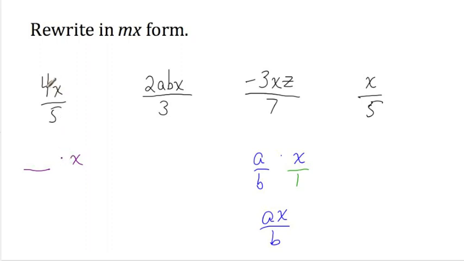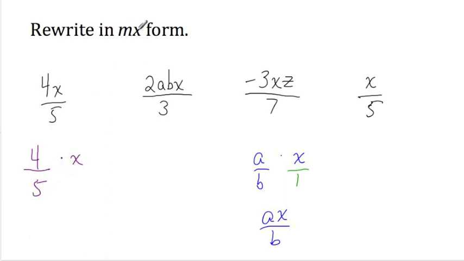So this numerator came from multiplying something by x. What do I have to multiply x by to get 4x? The answer there is 4. 4 times x would give me 4x. So if I put a 4 in this numerator, I wouldn't change the value. In order to keep the denominator, we need that 5 still to be in the denominator. So this is 4/5 times x.